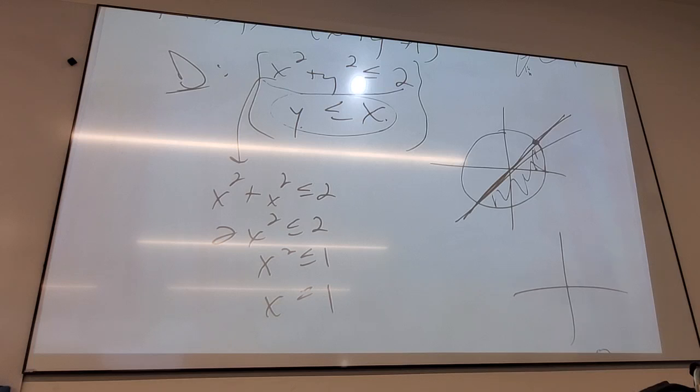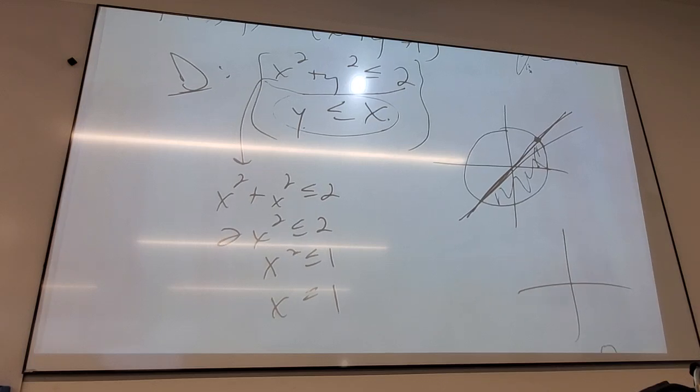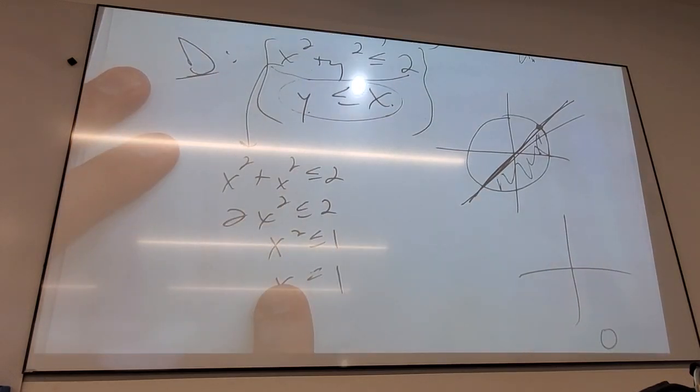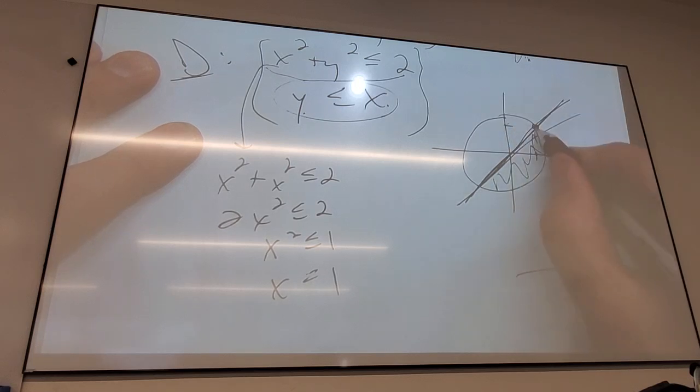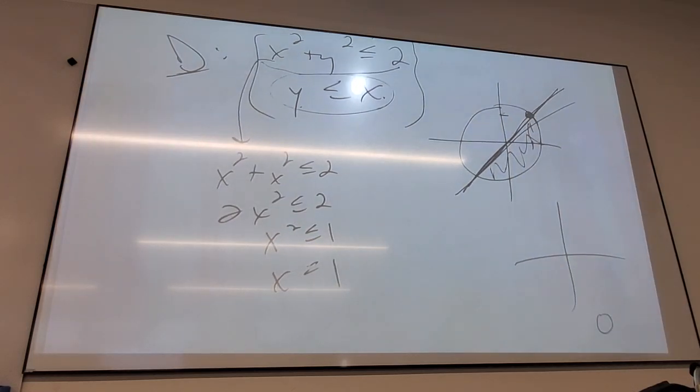If you do it the other way, over y, you have to be careful about the fact you don't have a unit circle. This is the algebraic way to do it. So if x is 1, y is 1. So I'm at that point.